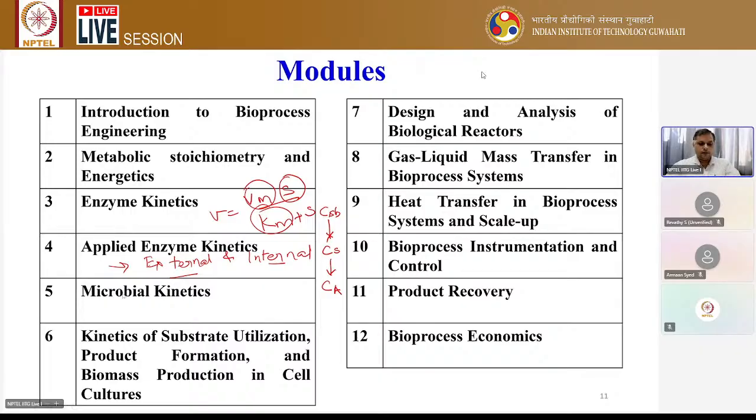Then finally, we move to microbial kinetics. There we have mostly discussed the unstructured and structured kinetic models, mostly focused on Monod kinetics, and further, along with microbial growth, how it is linked with substrate utilization, both for growth-associated and primary metabolites as well as for secondary metabolites. Those parts were discussed.